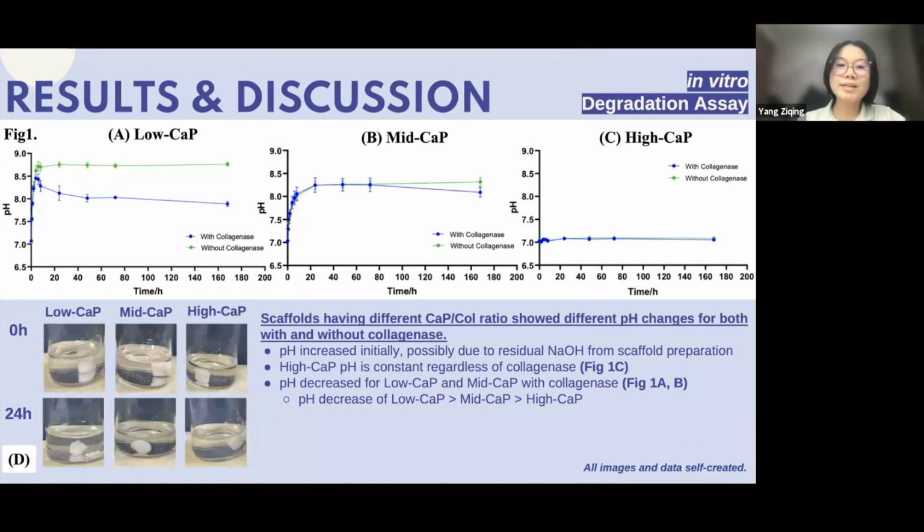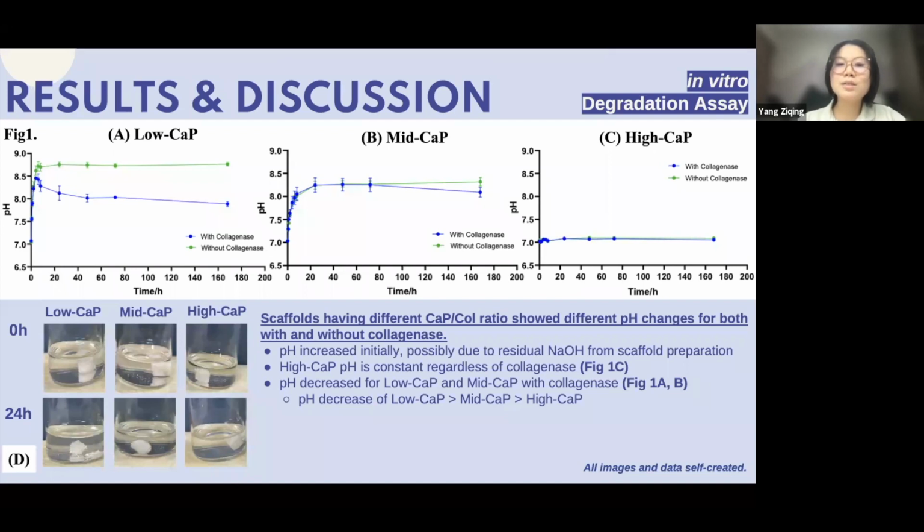pH decreased to a greater extent for low CAP than mid CAP, indicating that the enzymatic degradation of collagen produced acidic end products. Interestingly, some studies state that the end products should be neutral rather than acidic. Therefore, the mechanism behind collagen degradation remains unclear.